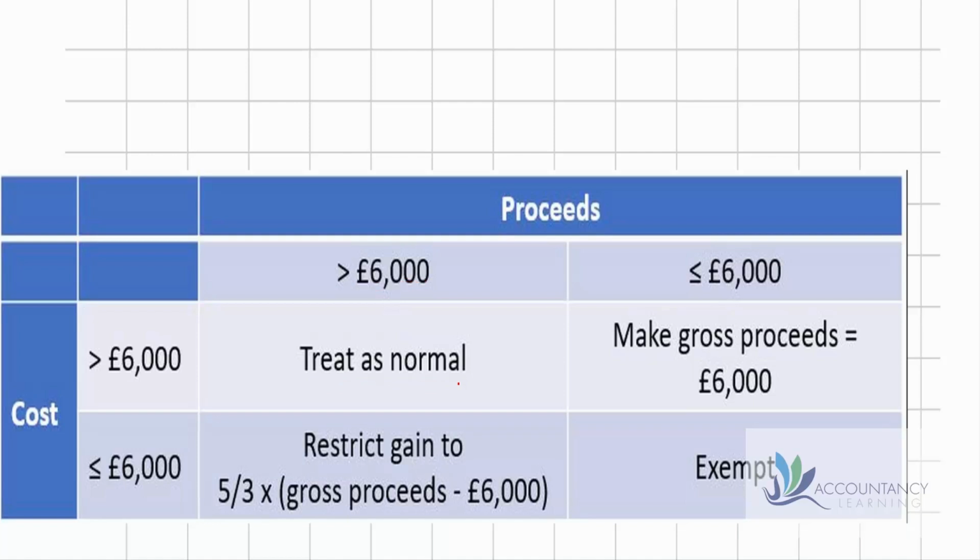Now let's look at the opposite side. What if we have a low value item, so we sell it for less than 6,000, and also it costs less than 6,000 in the first place. So the government thinks, well, this is just a small item, and therefore it's going to be exempt from capital gains tax. So the government doesn't want to charge tax on people who may sell a bit of furniture on eBay, let's say. It's not very expensive, so let's not worry about it.